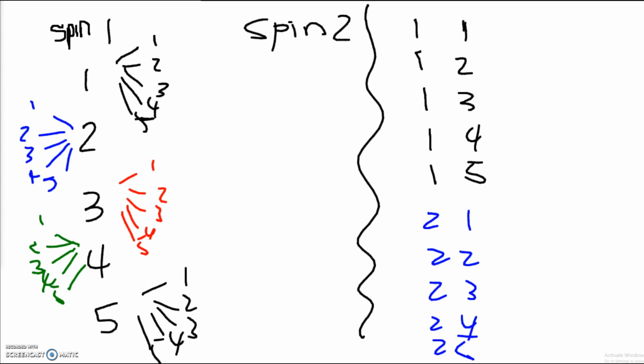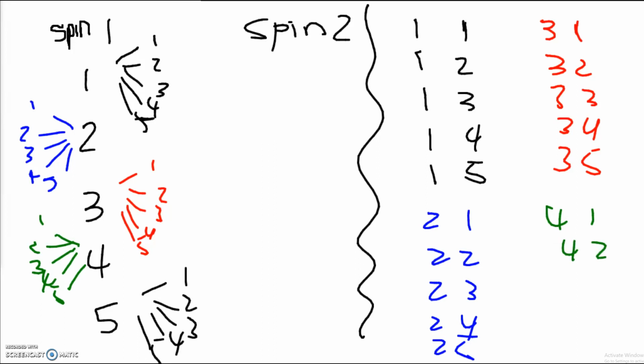All right, so I'm running out of space, so I'm going to make this next set of possibilities in red. Okay, so we could have landed on a 3, then a 1, a 3, then a 2, a 3, 3, 3, 4, 3, 5. We could have landed on a 4, then a 1, a 4, then a 2, a 4, then a 3, a 4, then a 4, a 4, then a 5.